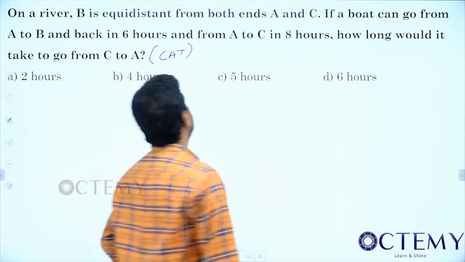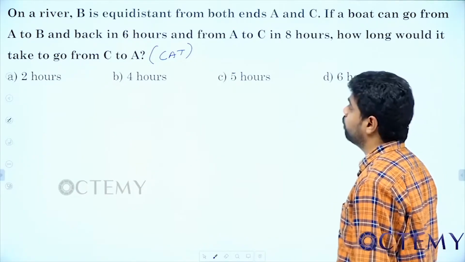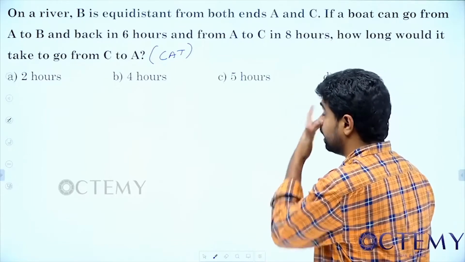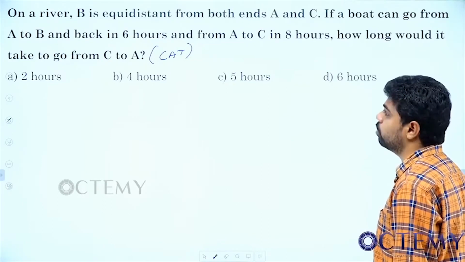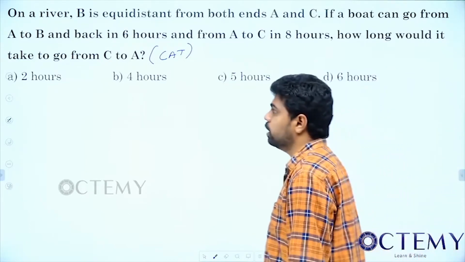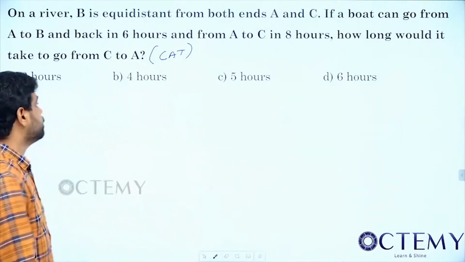On a river, B is equidistant from both ends A and C. If a boat can go from A to B and back in 6 hours and from A to C in 8 hours, how long would it take to go from C to A? This can be solved without using pen and paper. Anyway, I will tell both ways.